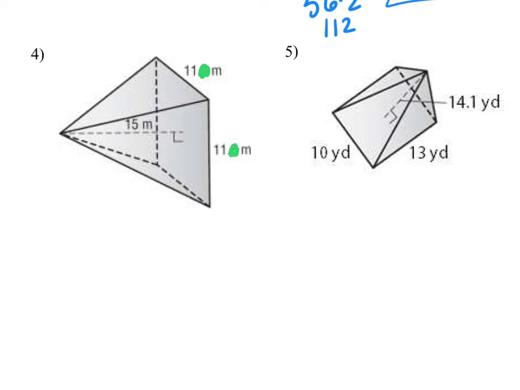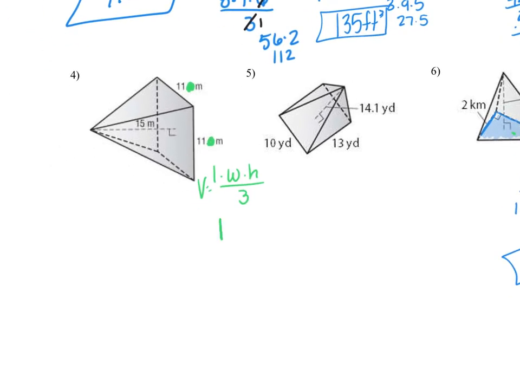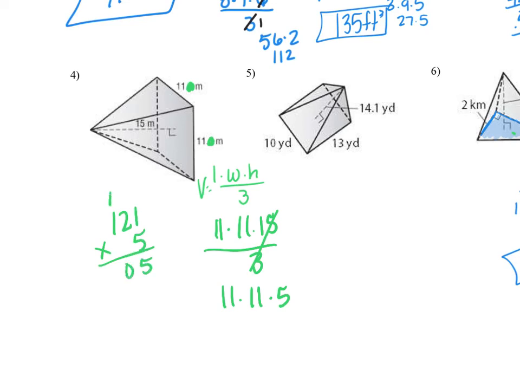Okay. So that one goes back to the length times width times height divided by 3. It is divided by 6 when it's a triangular prism. So look at the base on this one. You need to learn what kind of figures they are. I'm sorry, in a triangular pyramid. Okay, so it would be 11 times 15 divided by 3. So 11 times 11 times 5. And that's 121 times 5. And we got 605 meters cubed.